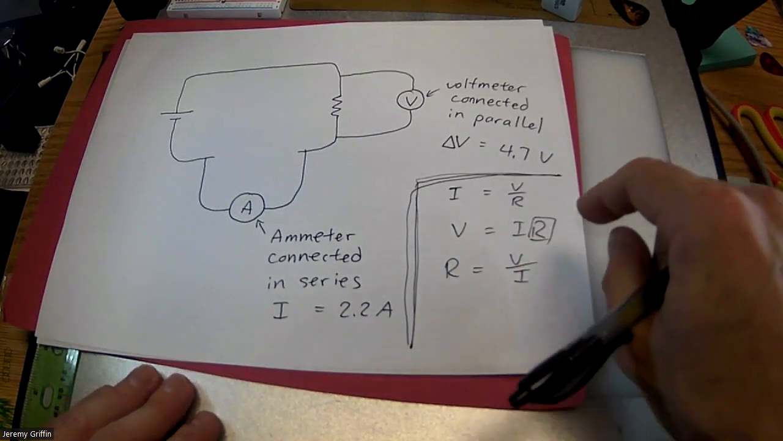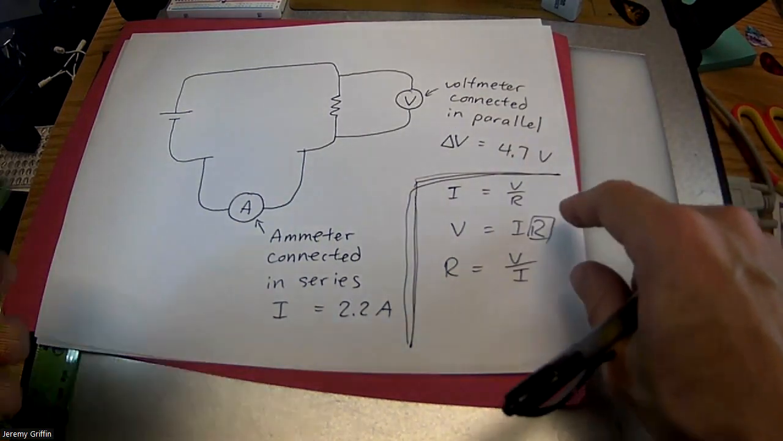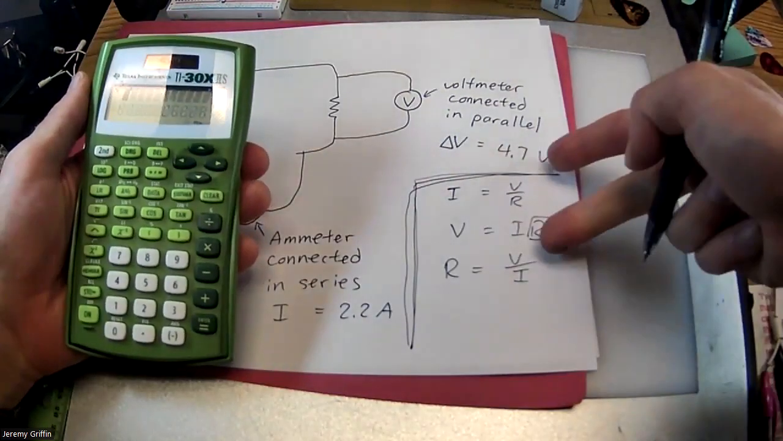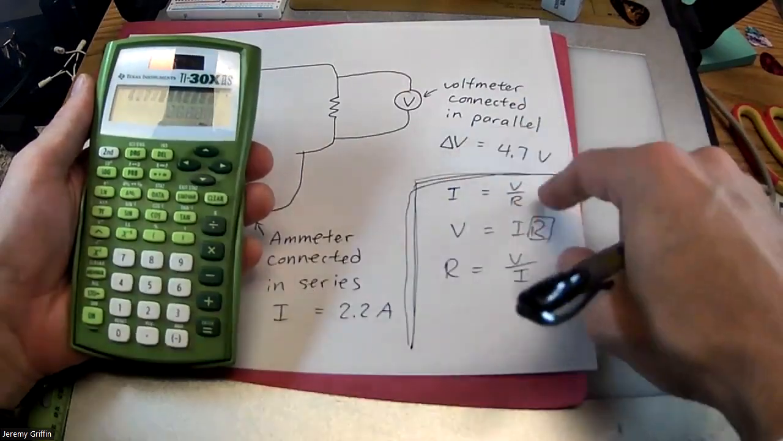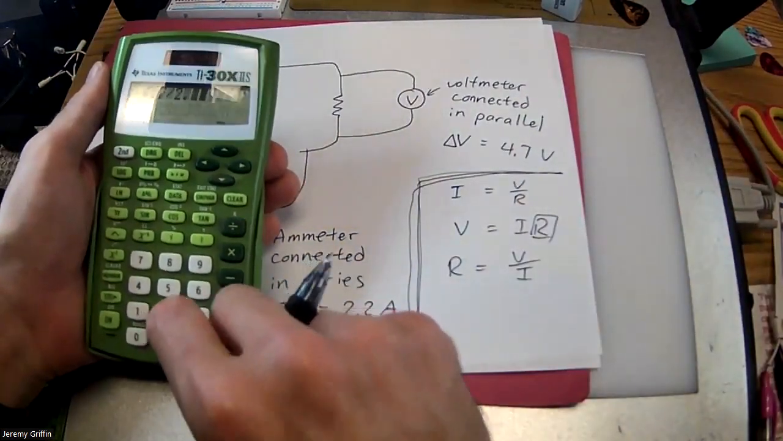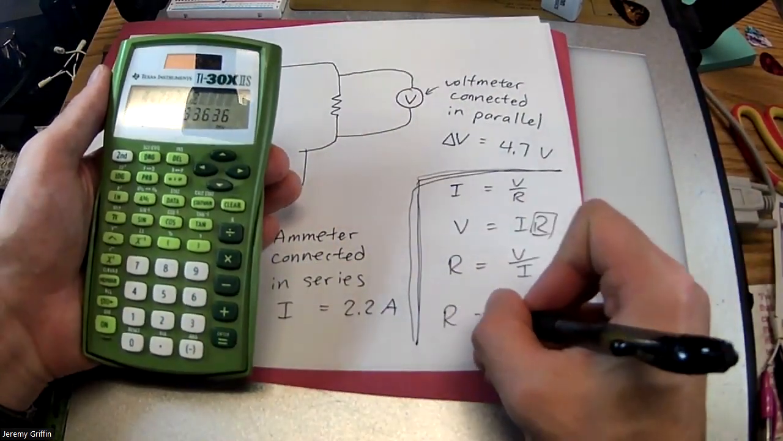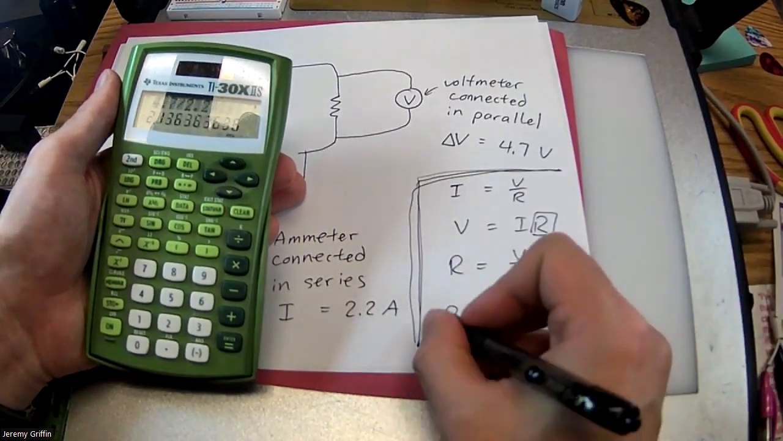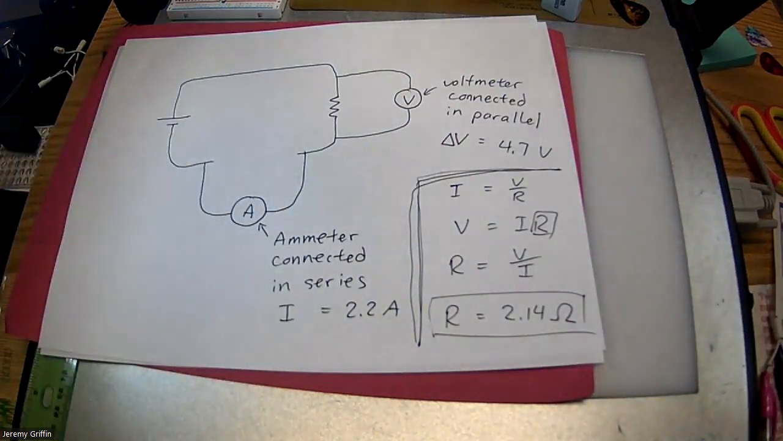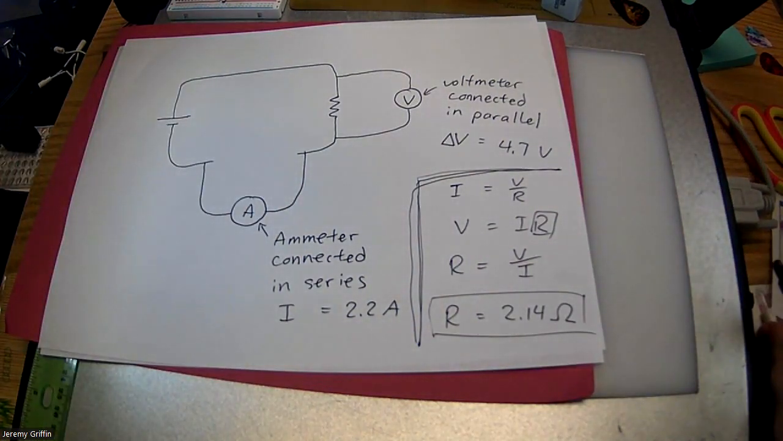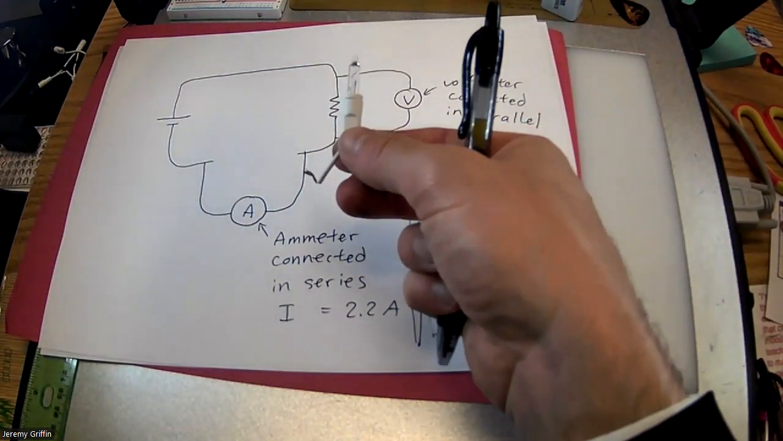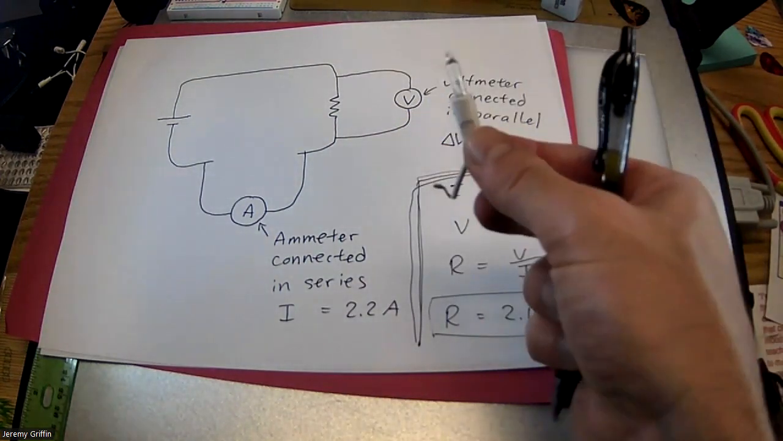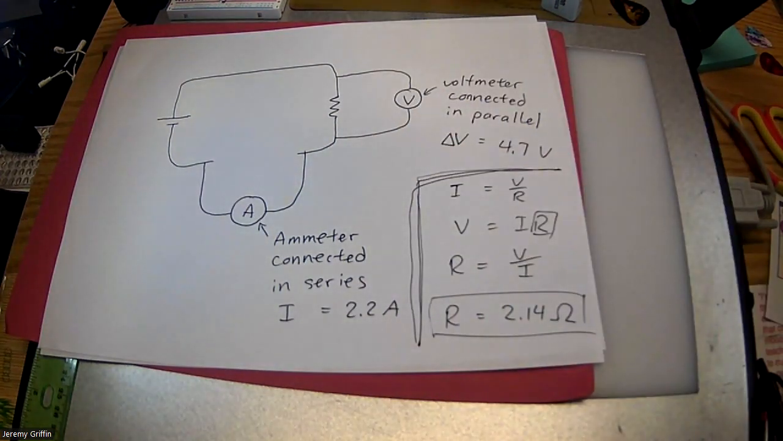So I've got 4.7 volts. The current that flowed was 2.2 amps. So I'm getting the resistance had to have been 2.14 ohms, maybe 2.1 ohms. So the resistance of this light bulb is about 2 ohms. You guys see 2 ohms? Good so far?